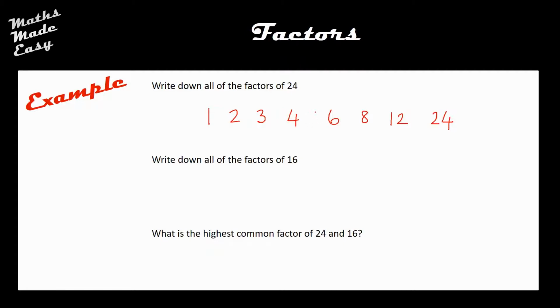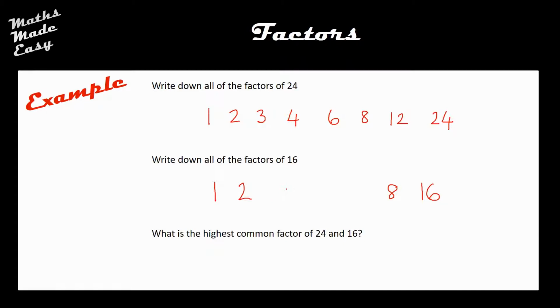And the only number I've got left to check now is 5, and 24 won't divide by 5 with no remainders left over. So they are all the factors of 24. Factors of 16 I'm going to do in a similar way. So 1 and 16. I can divide it by 2, and that gives me 8.